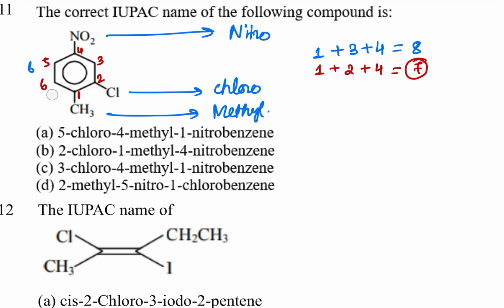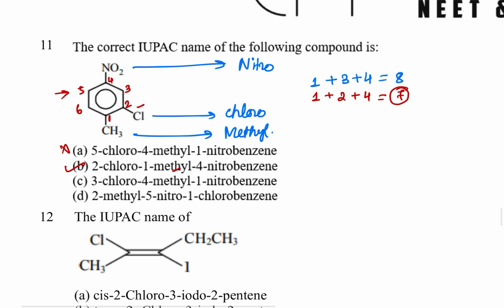Fine. Now according to this numbering, let's see with the options. First one, 5 chloro. Do I have any chloro in the fifth position? No. 2 chloro. Okay, 2 chloro it is present. Fine. 1 methyl. Fine. 4 nitro. Okay, benzene. So finally what I'm getting is that my option B seems to be correct for the 11th one. At the second position chloro, first position methyl, fourth position nitro. So there are two ways we have to number, and the least number we will follow here.